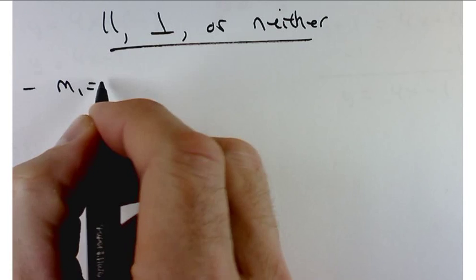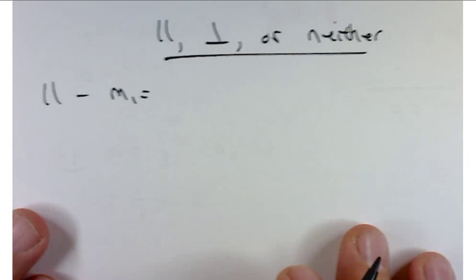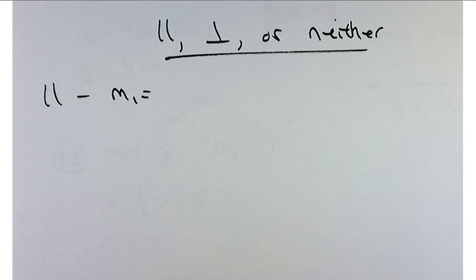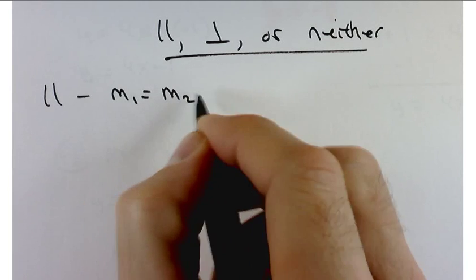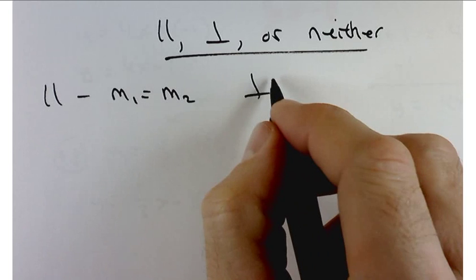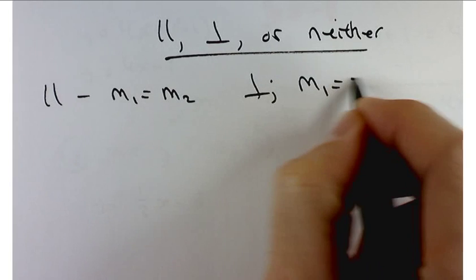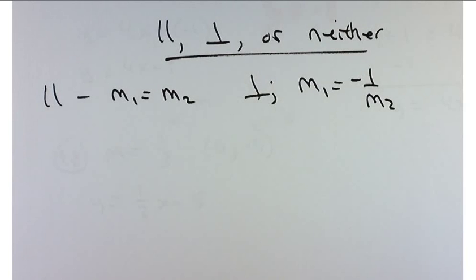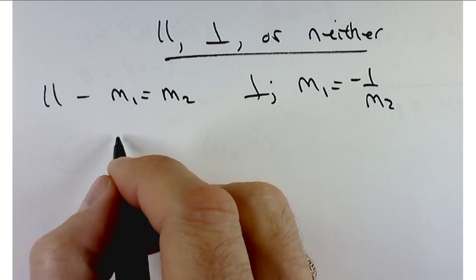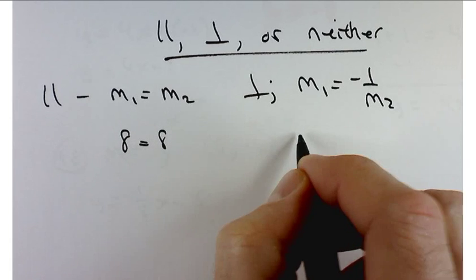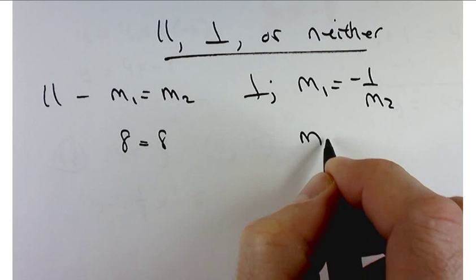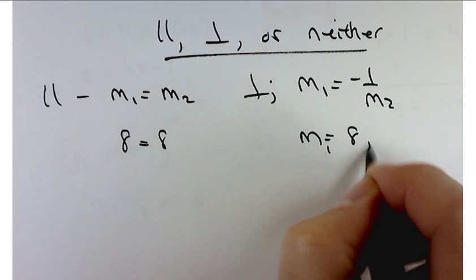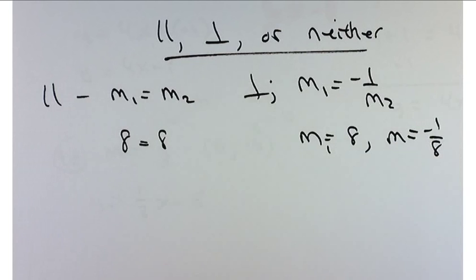What's true about their slopes? Not necessarily zero. What's true about the slopes of two parallel lines? They have the same slope. So m1 equals m2. Perpendicular lines mean that m1 is the negative reciprocal of m2. So that's a quick reminder. Let me give you an example. For parallel lines, you could have slopes of, say, 8 and 8. For perpendicular lines, m1 would be 8, m2 would be negative 1/8, opposite and reciprocal.